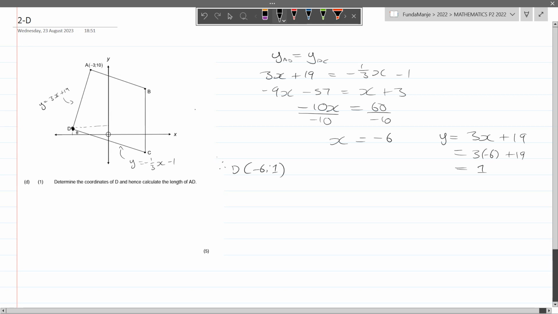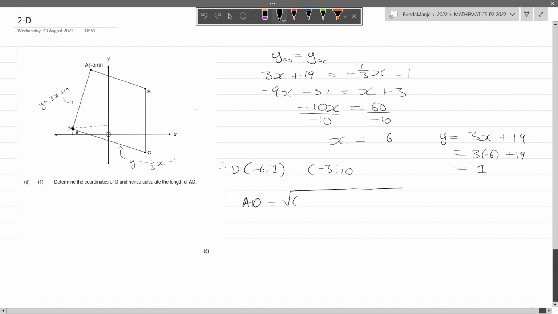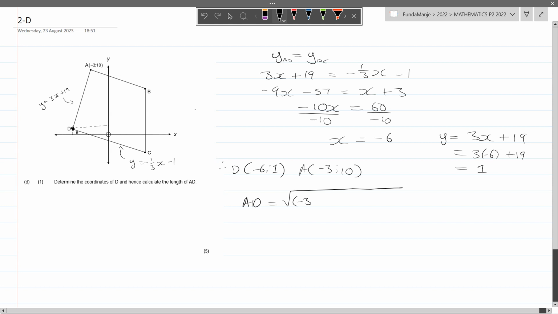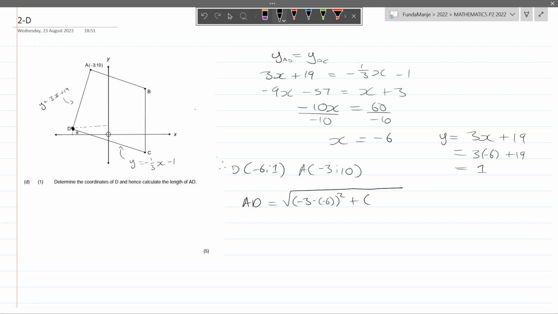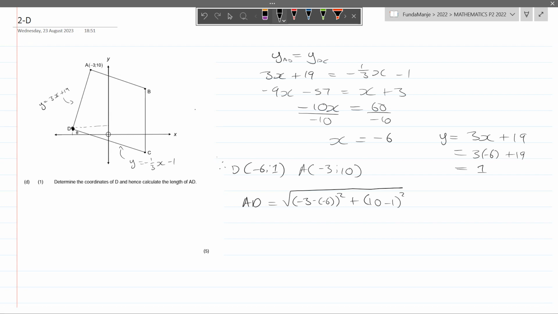We can now find the length of AD. So AD is equal to the square root of, here we're going to be using the points A and D. A is minus 3, 10. So the change in x, so I'll start with A, minus 3 minus negative 6, and then you square that, plus the change in y, we have 10 minus 1 squared.